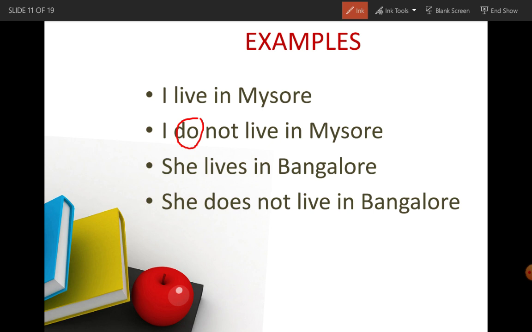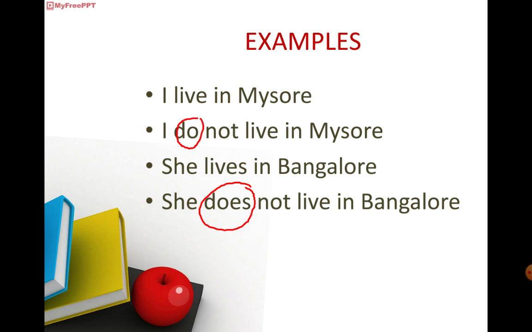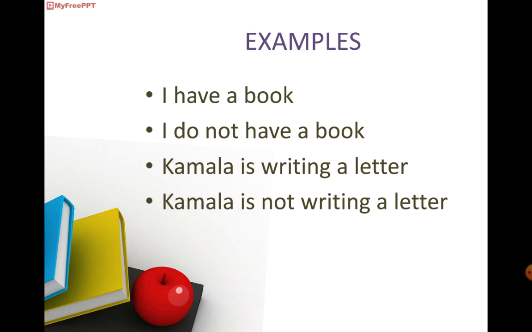Similarly, she lives in Bangalore is a positive sentence. We cannot add only not here, we should add does also. So, she does not live in Bangalore becomes a negative sentence. Another example, I have a book. So, this is a positive sentence. To make it negative, we should say, I do not have a book.